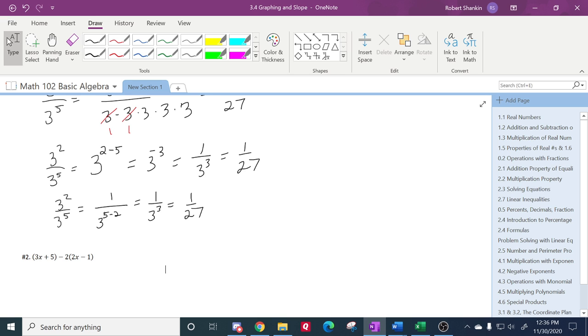30 seconds more. Alright, the first parenthesis doesn't do anything. I can just drop it. But in order to drop the second parenthesis, I have to distribute both the negative and the 2. And it's a double negative making a positive right here. And then these two are like terms.